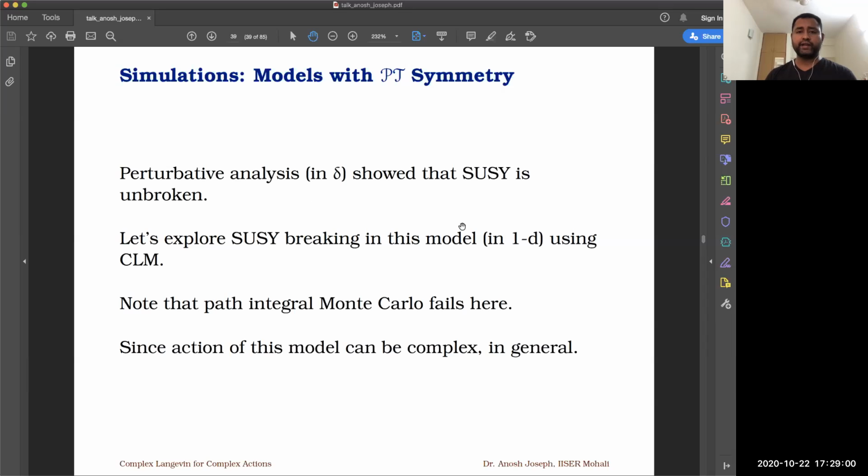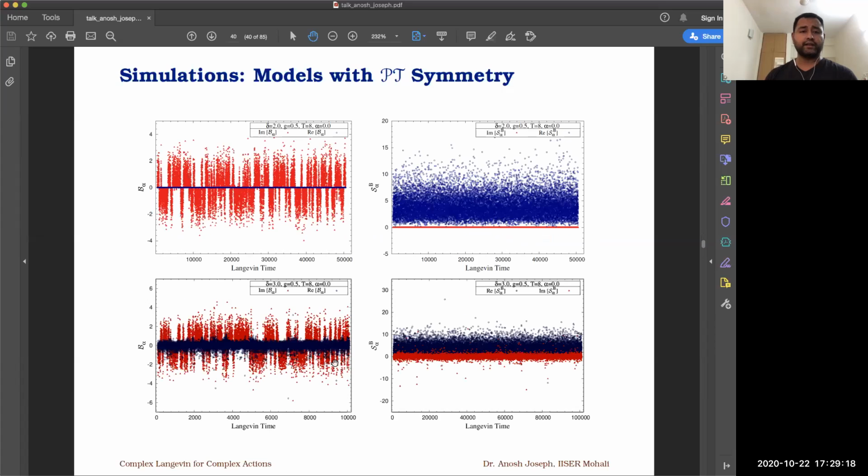Now we can put in delta by hand in our simulations, and we can do complex Langevin and check whether SUSY is broken or preserved. So let's explore SUSY breaking in this model using the complex Langevin method. Path integral Monte Carlo fails here because the action is complex in general.